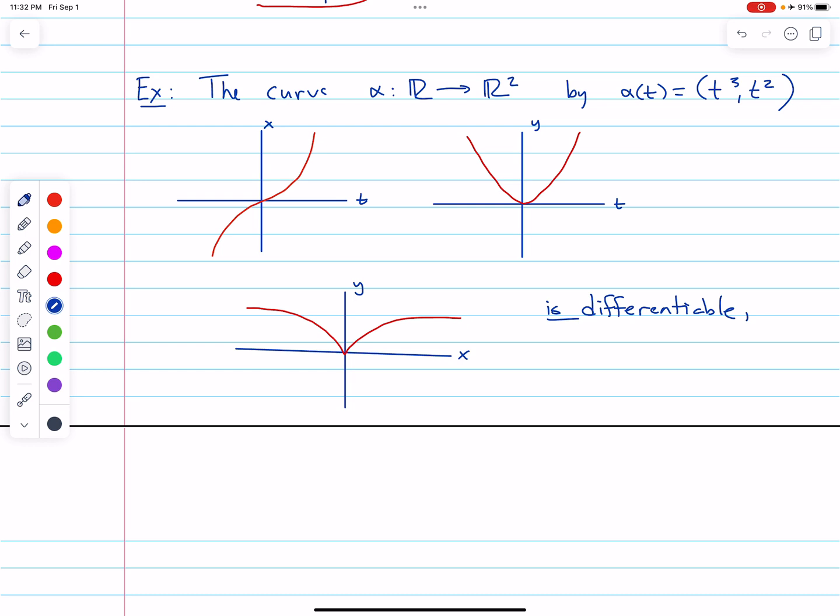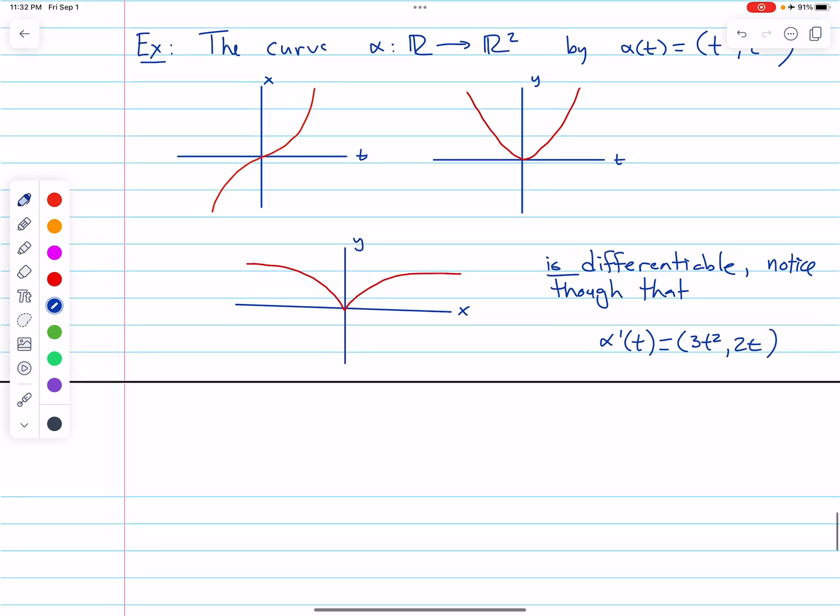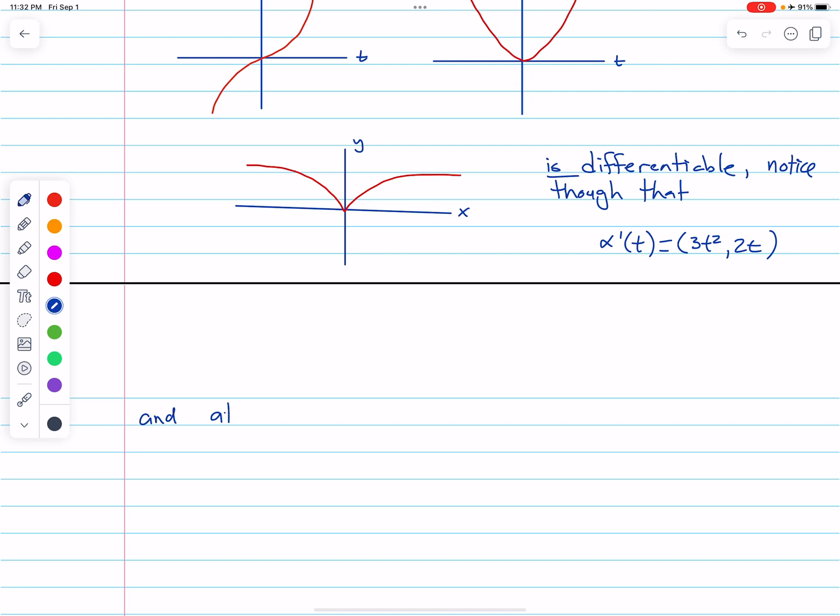The key thing, though, is our derivative is going to be 3t squared, 2t, and at t equals 0, alpha prime of 0 is just 0, 0. So notice that this tangent vector, this tangent or velocity vector, whatever you want to call it, this curve is differentiable. It's completely differentiable. It's nice. But what happens at the origin is that the tangent vector vanishes. And essentially that's what allows us to have this sharp point here. We get a curve that doesn't look smooth, even though it is parametrized and differentiable.